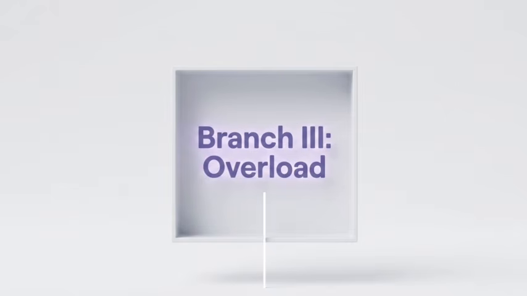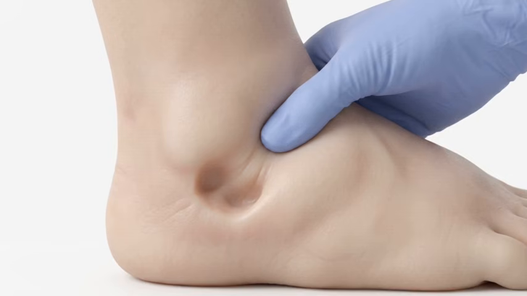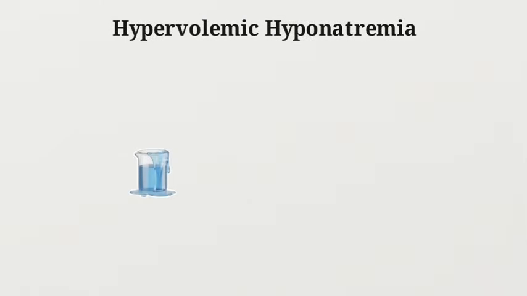The final branch addresses hypervolemic hyponatremia. This is a state of severe fluid overload. The patient is edematous, or physically wet. In this version of the vascular beaker, fluid is actively overflowing, and the sodium particles are hopelessly diluted by a massive expansion of volume. Total body sodium might actually be elevated, but the immense increase in total body water severely dilutes the concentration.